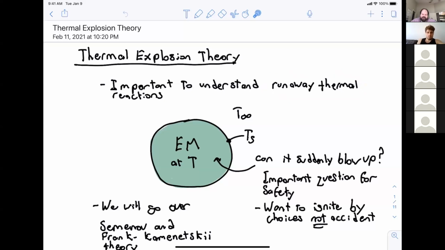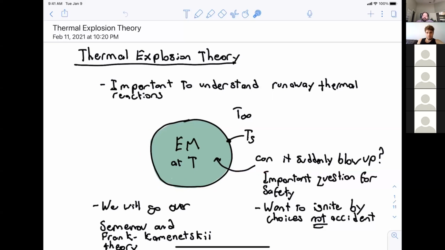thermally induced chemical reactions. This is important for asking the question: say I have a chunk of explosive, and that's at temperature T, and it's exposed to some ambient temperature of T infinity. It could be a fire or something like that, basically licking flames on the surface. And if this explosive is your next door neighbor, you are probably going to be very concerned about this question: can this energetic material suddenly blow up?